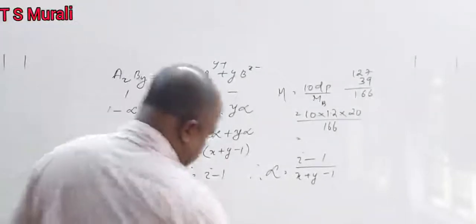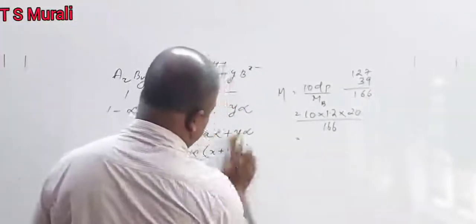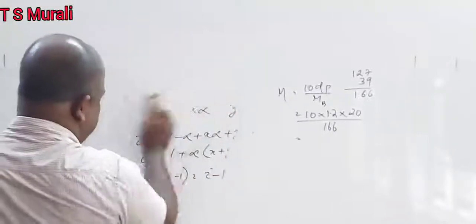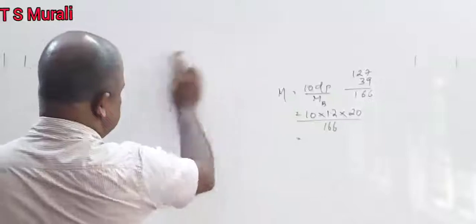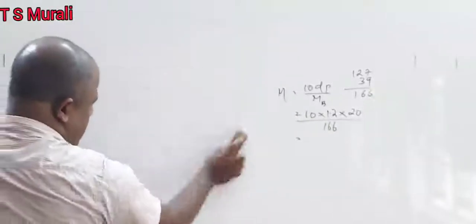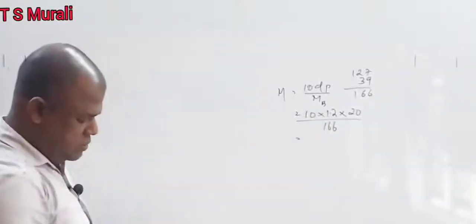10dP divided by Mb is the formula. Percentage by mass is given, density is also given. Then remember this formula, that is the easy method, learn it by heart, that's all. Moving to the last question, question number 20.